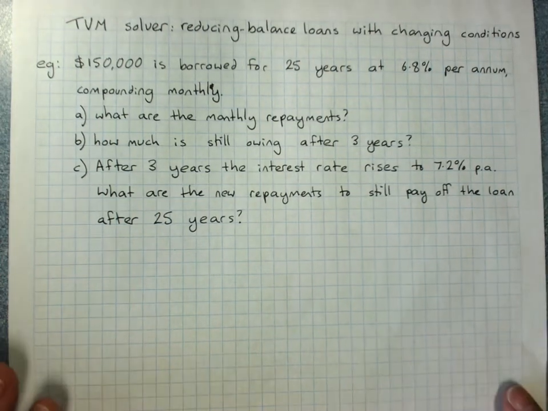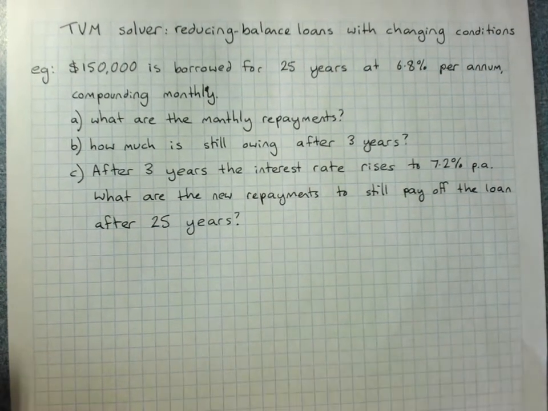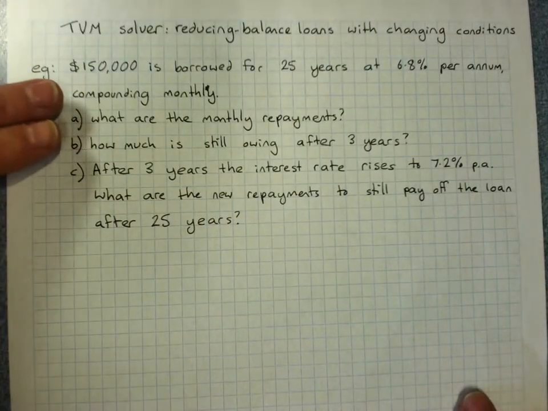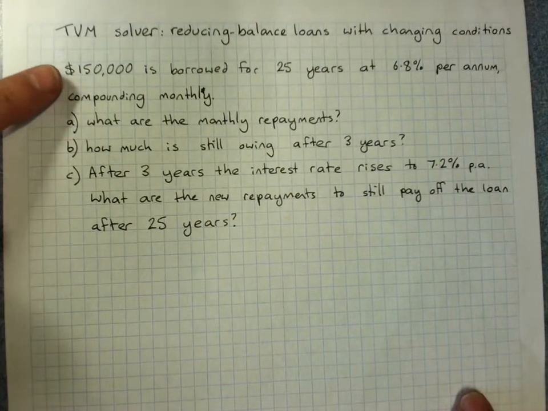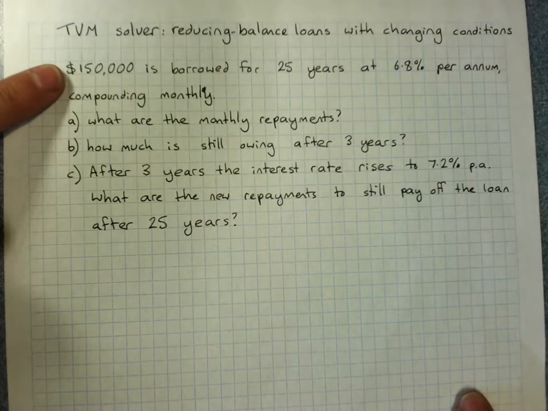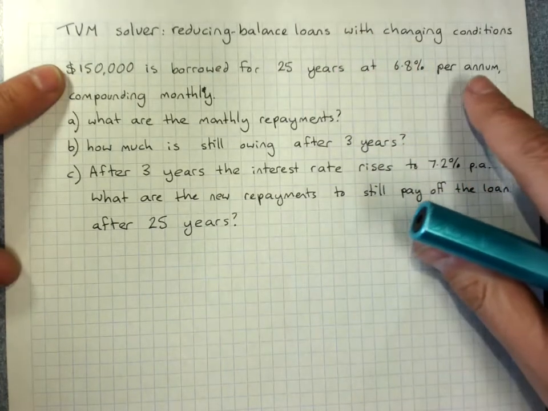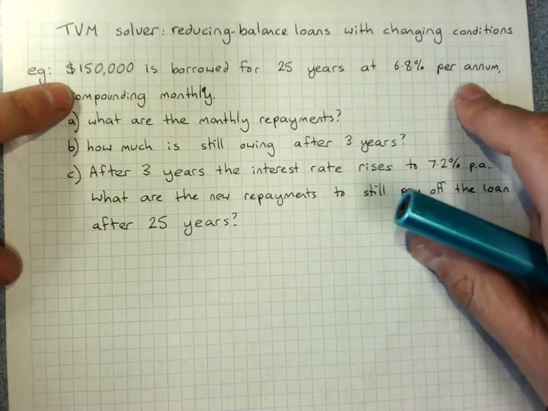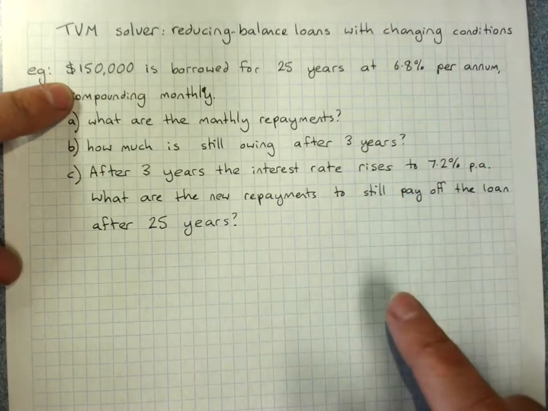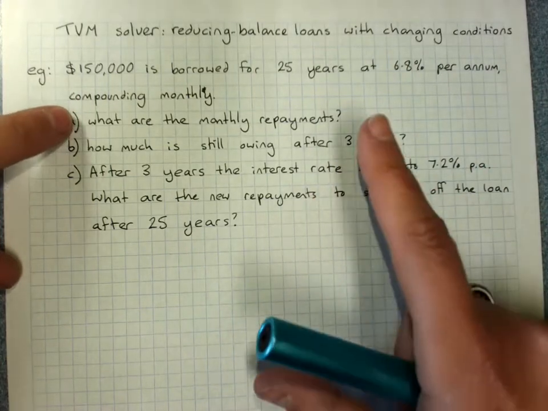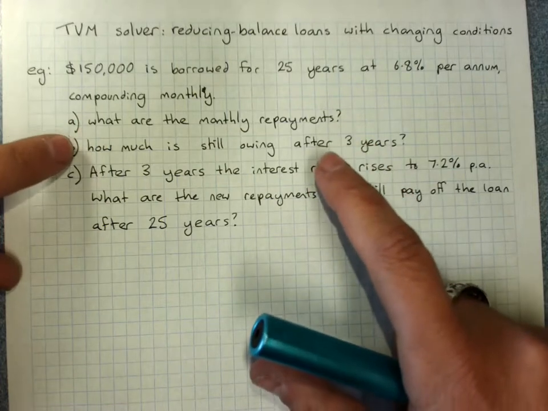TVM Solver, reducing balance loans with changing conditions. Now, in our example, $150,000 is borrowed for 25 years at 6.8% per annum, compounding monthly. And we need to work out the monthly repayments.